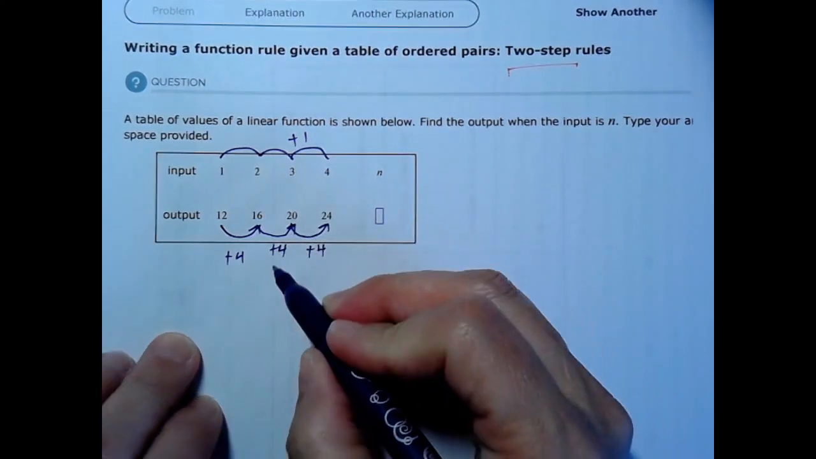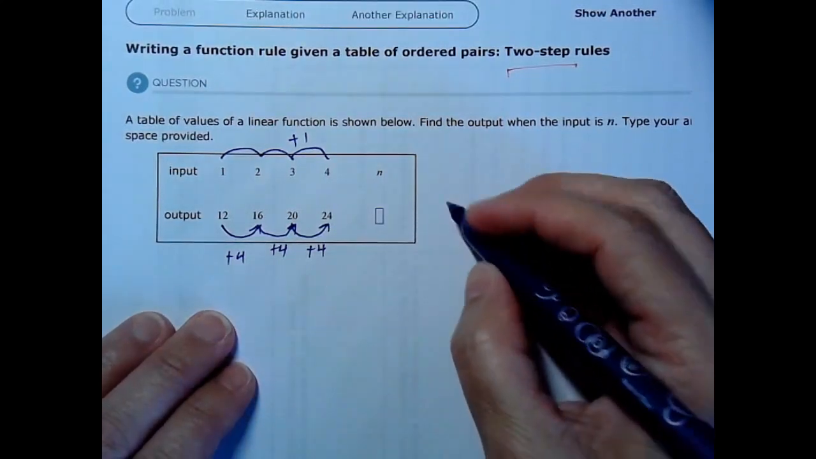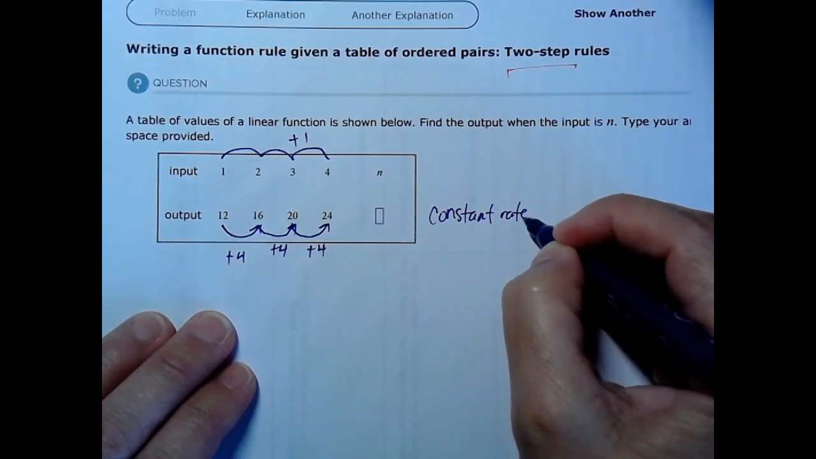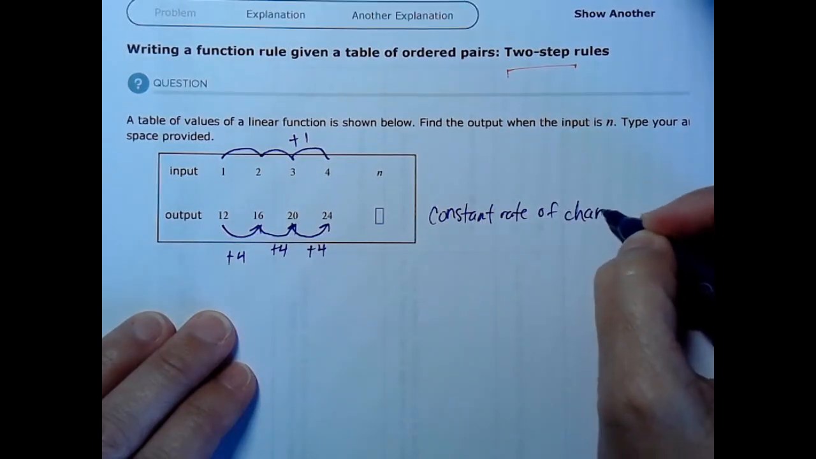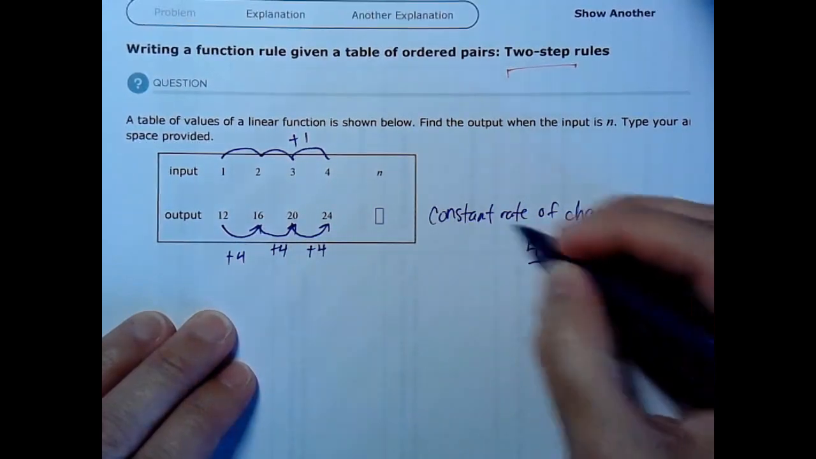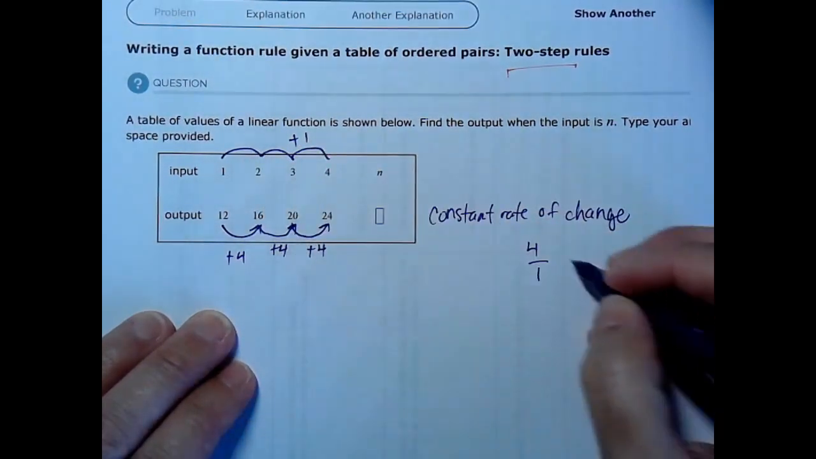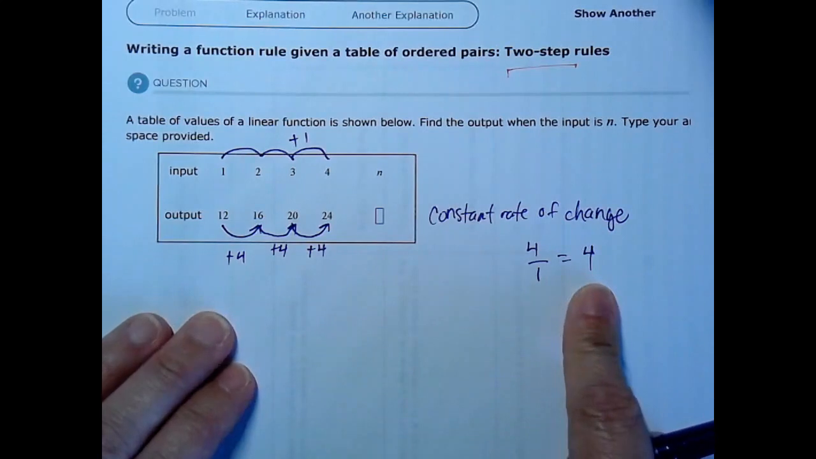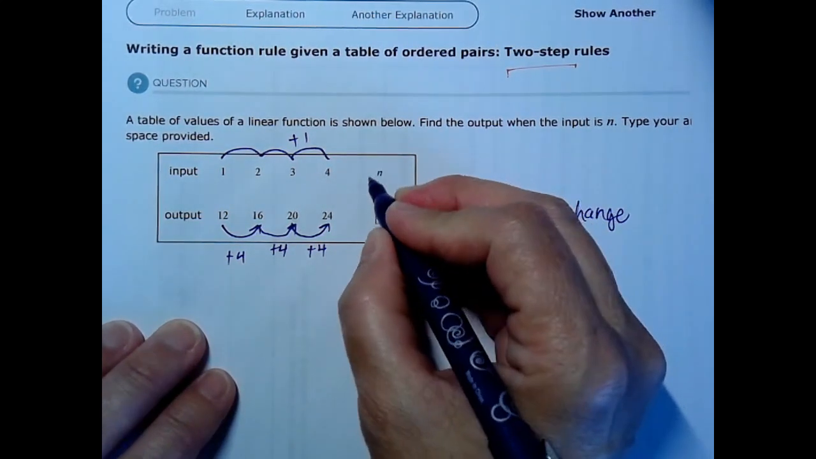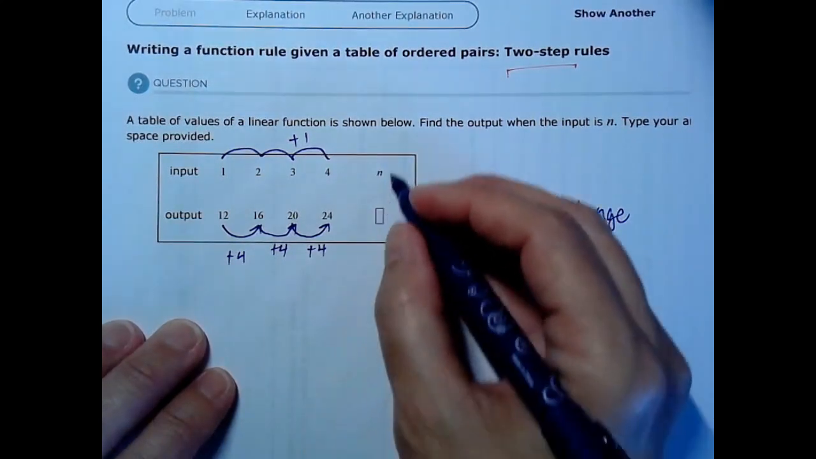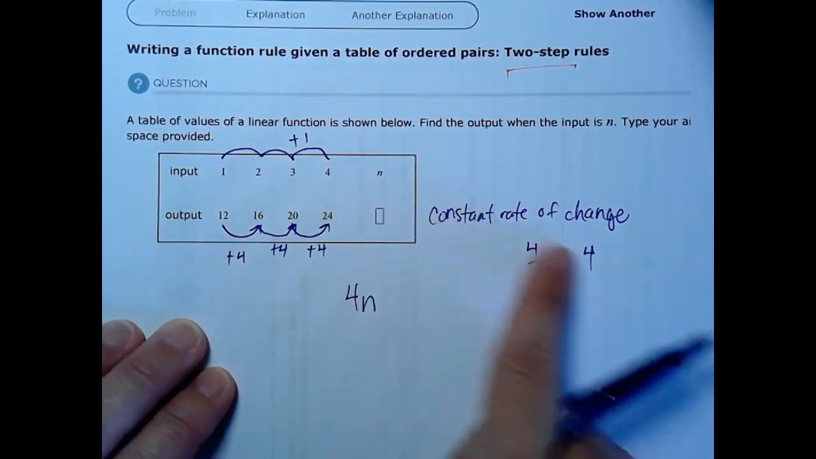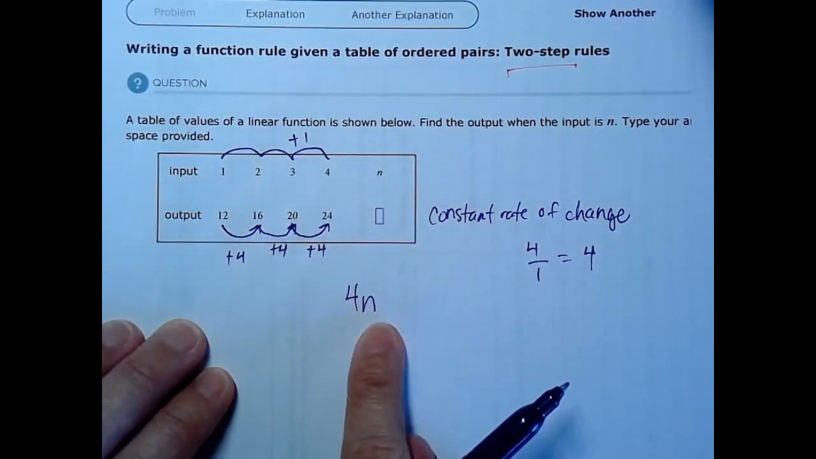Okay? So what we call our constant rate of change, it's 4, the output, over 1, the change in the input. So our constant rate of change is 4. Okay? So that means that that's our multiplier. So whenever we get done with this, it's going to be 4n because it's a multiplier. 4n, 4 times n, 4n.